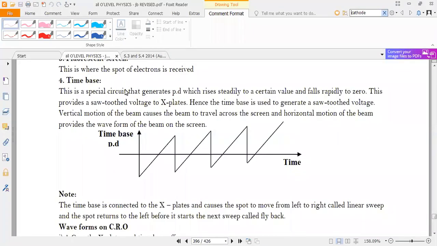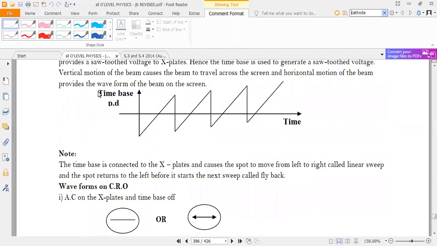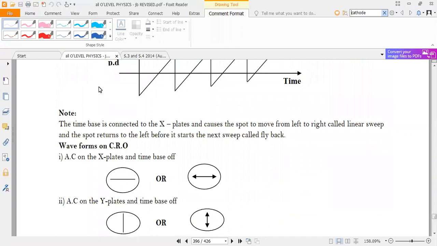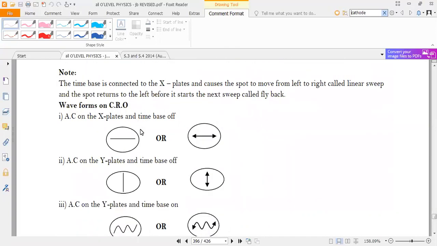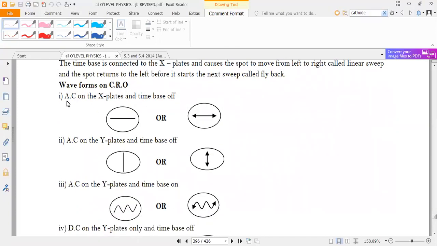We've looked at the cathode ray oscilloscope, and we now have to look at the waveforms which are produced depending on whether the X plates or the Y plates are connected in a cathode ray oscilloscope. So when alternating current is connected to the X plates and the time base is off, we obtain this waveform here, or it can be drawn like this.